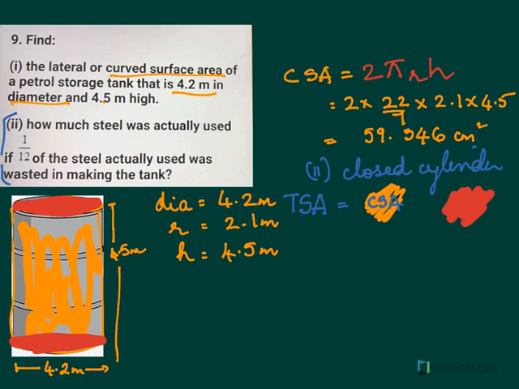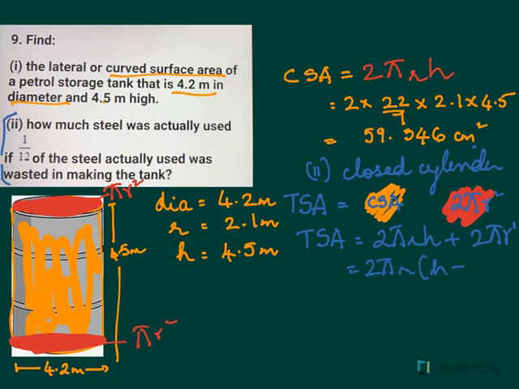So now to find the TSA, we have the yellow surface, which is a CSA, and then we have the red surface, which is pi r square. In this case it is pi r square here, and also pi r square. So these surfaces would be 2 pi r square, and we know the TSA will be 2 pi r h, which is the CSA, plus 2 pi r square. You take 2 pi r common out, h plus r. And now let's continue with the calculation.